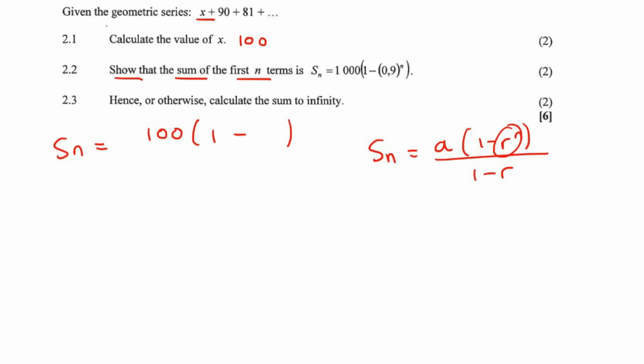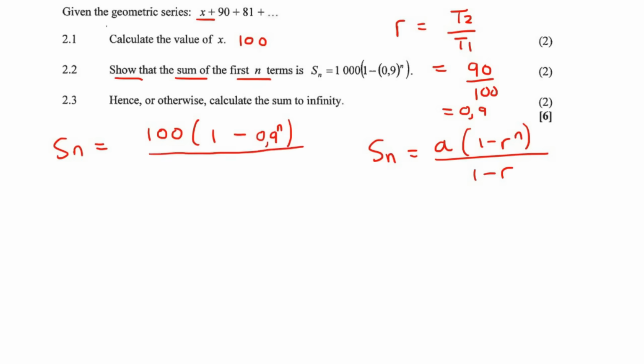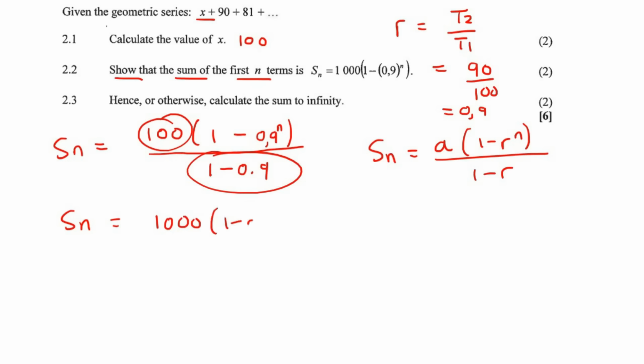Now we need to work out the ratio. So to work out the ratio, you just say term 2 divided by term 1. And so that's going to be 90 divided by 100. And so that's going to give us a ratio of 0.9. So we'll just put in 0.9 to the power of n over 1 minus, now your ratio is 0.9 again. And so if you had to say 100 divided by 1 minus 0.9, you're going to end up with 1,000 and then 1 minus 0.9 to the n.